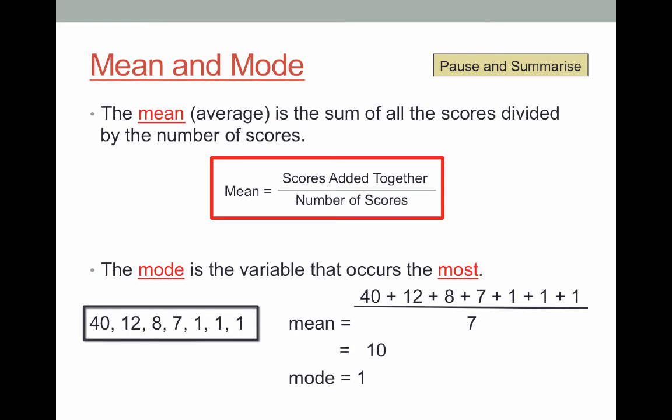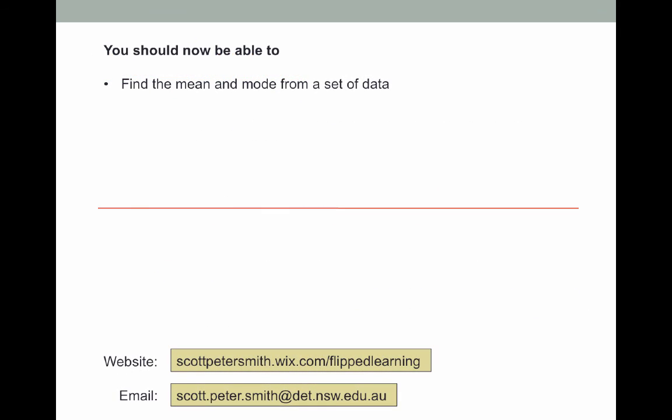What I'd like you to do now is to pause and summarize this information, writing down what the mean is and the mode, and then getting a different example written down which is in front of you. And that's it for mean and mode. In the next video, we'll look at median and range and how they differ from the mean and mode.